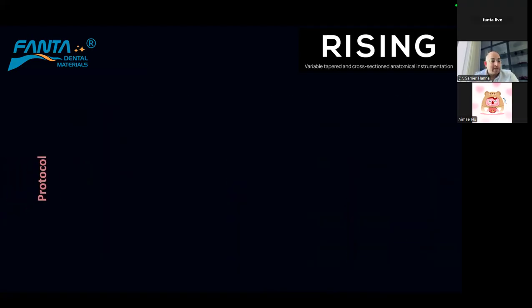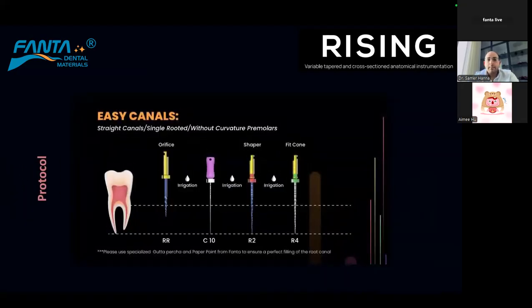The protocol is simple and easy. I don't want to lose your time in the protocol, but if you look at it at the website or anything, you'll easily find it. For the easy canals, you can just go orifice opener, manual file, and then you go directly to the shaper R2 and R4 to finalize.